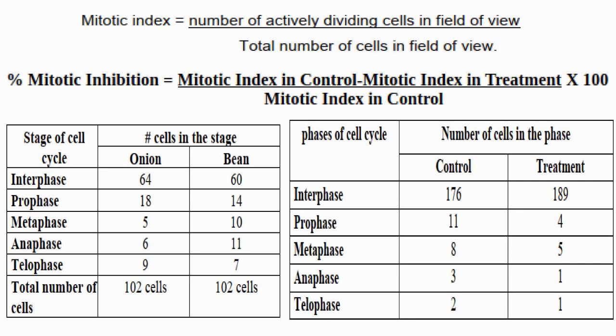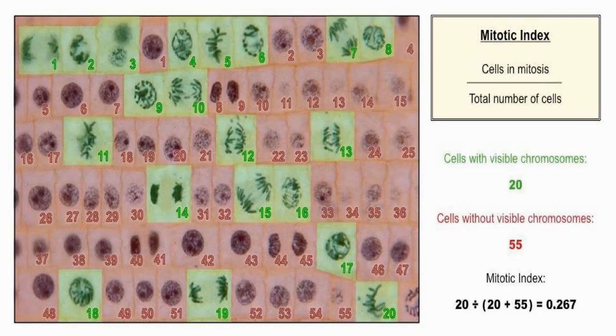How can we calculate the meiotic index and meiotic inhibition? The meiotic index is calculated by dividing the number of actively dividing cells in the field of view by the total number of cells in the same field of view, while meiotic inhibition is calculated by dividing the meiotic index in control minus the meiotic index in treatment by the meiotic index in the same control, in percentage, as mentioned in the equations and tables inside the slide.